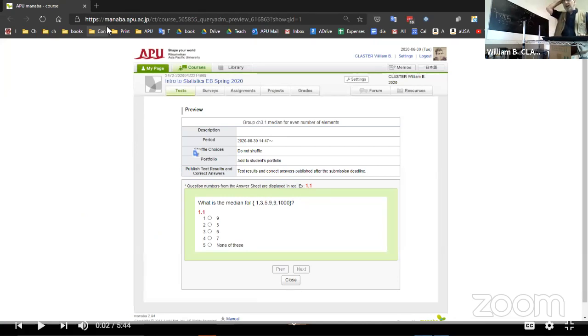So 1, 3, 5, 9, 9, 1000. There are 1, 2, 3, 4, 5, 6 elements. So we want the two closest to the middle. So that would be 5 and 9. So we'll take 5 plus 9 over 2. So that's 14 over 2, which is 7. So the answer would be 7.